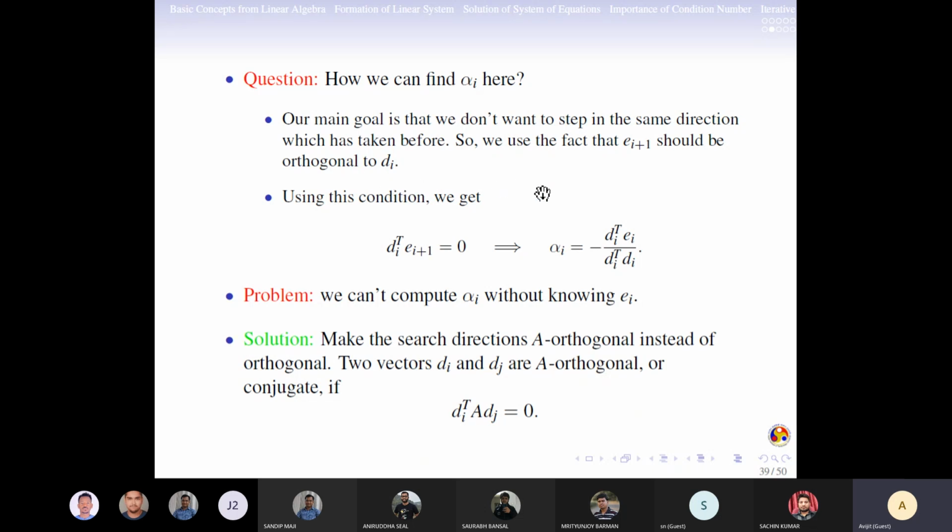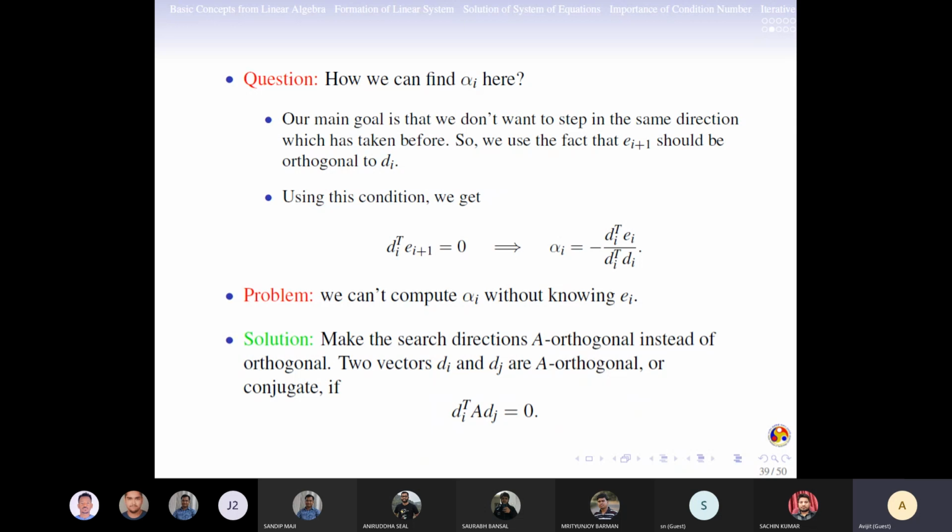Change the thing. You just use not orthogonal, it should be A-orthogonal, which is the conjugate actually. So what is the definition of A-orthogonal? Di and dj are two vectors. If they are A-orthogonal or conjugate, that means they satisfy this relation: di transpose A dj equal to 0.